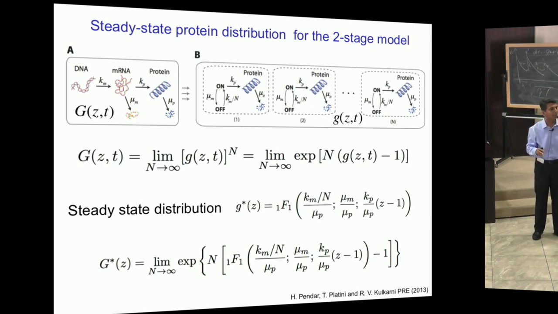But for this case, I can get the joint distribution also of mRNAs and proteins. But so far, I've been focusing mostly on the marginal protein distribution because that's the quantity of greatest interest. So I've not thought about the more general cases. But at least as I recall, for the simple two-state model, we can get not just the marginal for the protein or marginals for the mRNAs, but also the joint distributions.